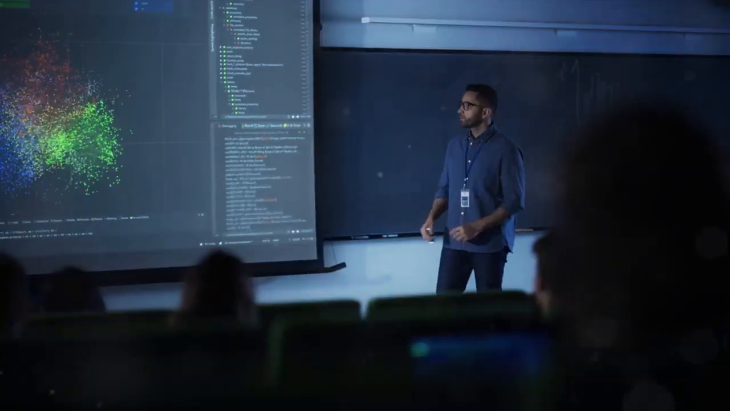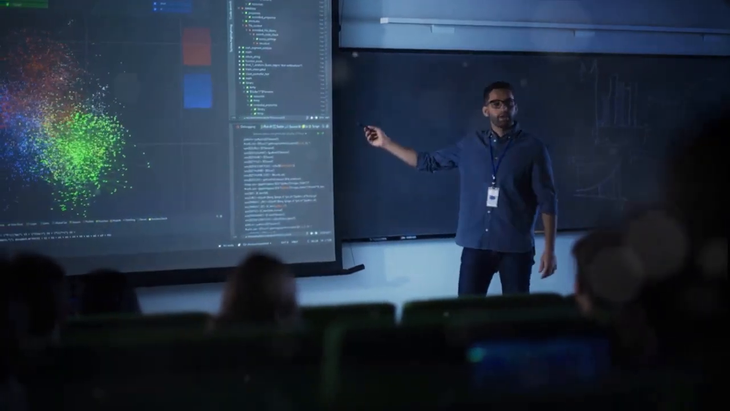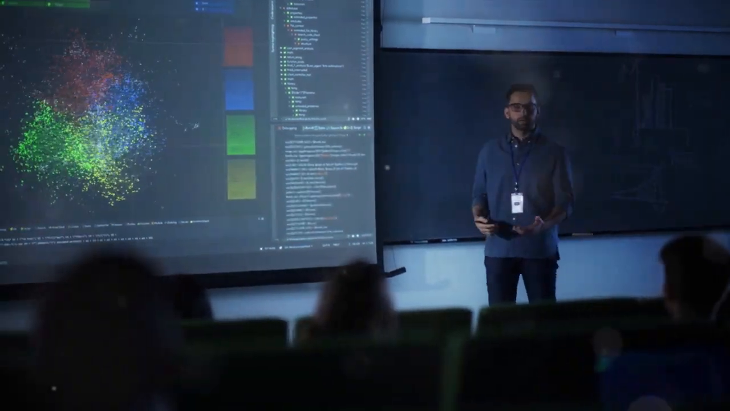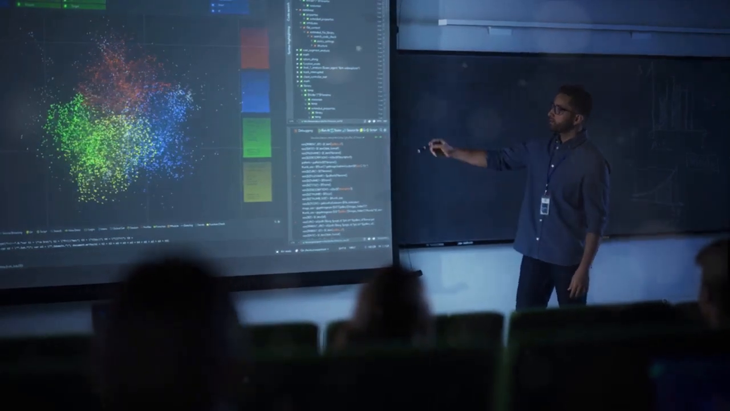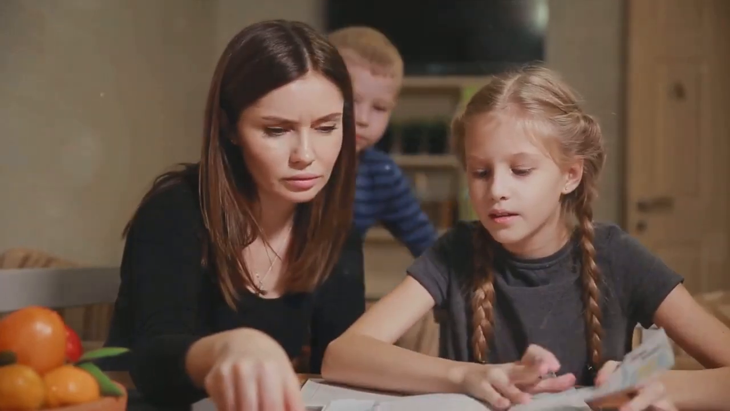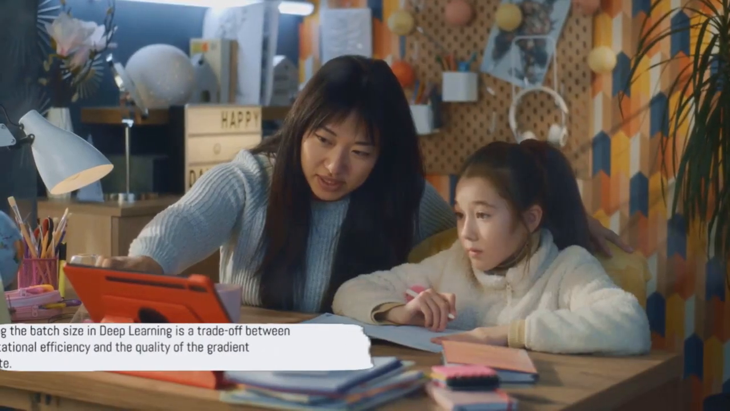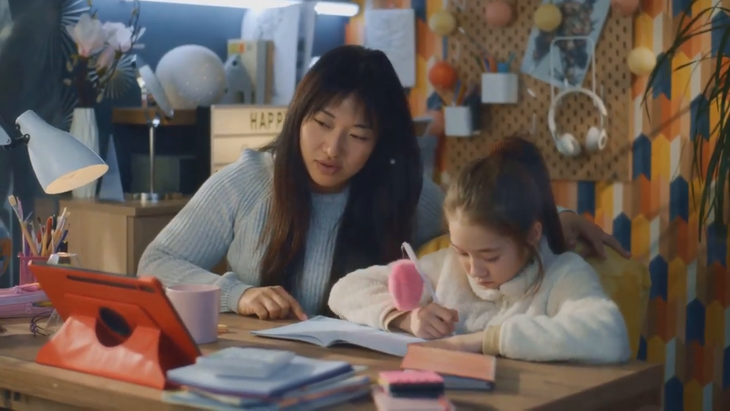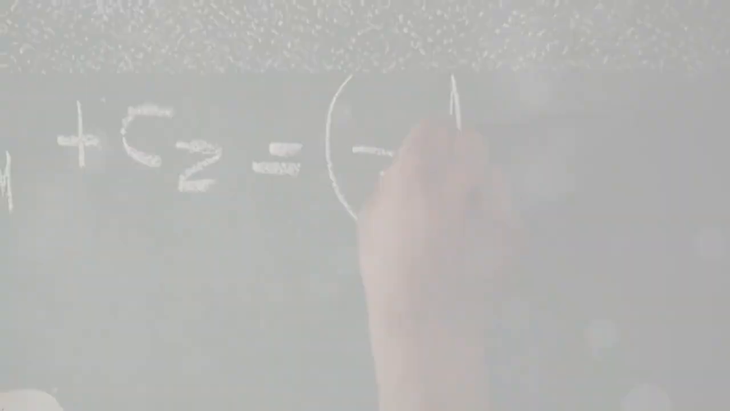Stochastic gradient descent, or SGD, is a variant of gradient descent. It uses a single randomly chosen data point to update the model parameters, which can cause oscillations towards local minima. Another variant, batch gradient descent, uses the entire dataset to compute the gradient, while mini-batch gradient descent uses a small, random sample. Deciding the batch size in deep learning is a trade-off between computational efficiency and the quality of the gradient estimate. The Hessian, a matrix of second-order partial derivatives, can help speed up training. However, its computation is expensive and impractical for large networks.